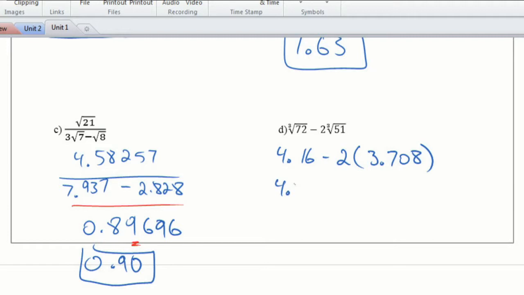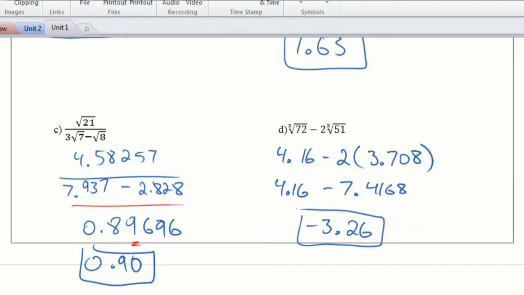You carry the 4.16 down. I'm going to take the 2 times the 3.708. And end up with negative 3.26.